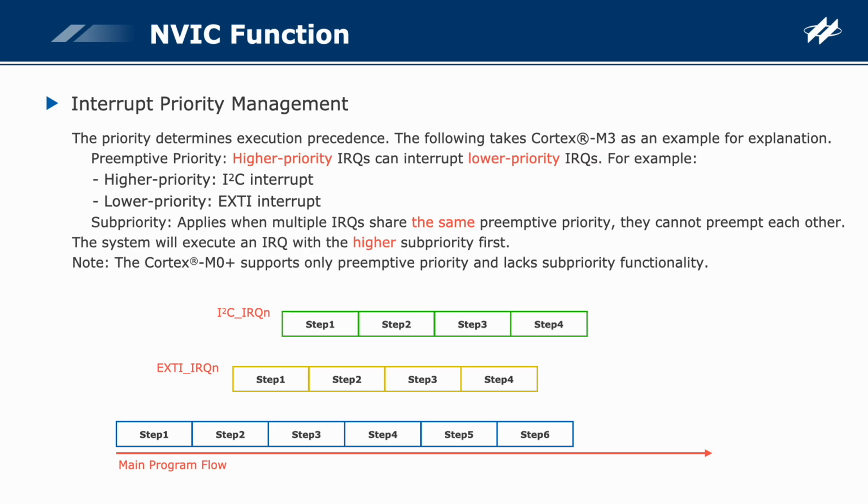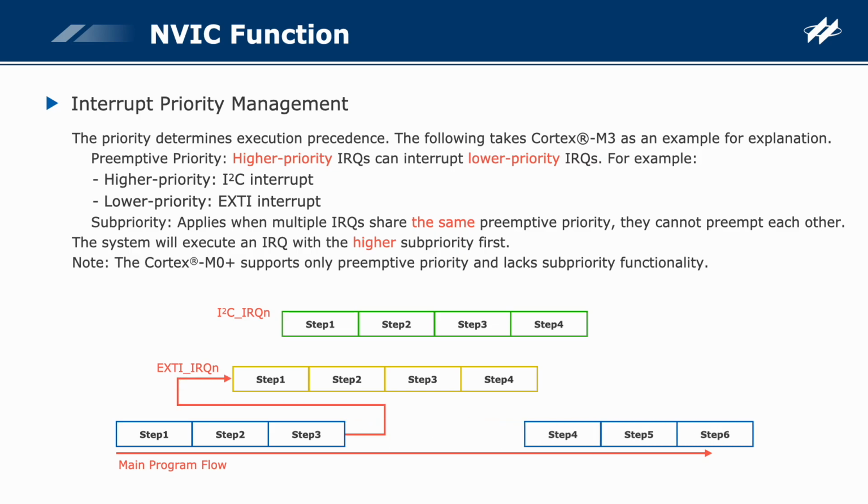When a higher priority IRQ occurs, it will preempt any currently executing lower priority ISR and immediately trigger its own ISR execution. For example, suppose the I2C interrupt is configured with higher preemptive priority than the EXTI, external interrupt. If an EXTI external interrupt occurs, the MCU will execute the EXTI ISR. If an I2C interrupt occurs during EXTI ISR execution, since the I2C has a higher priority, it will preempt the EXTI ISR, immediately executing the I2C ISR instead.